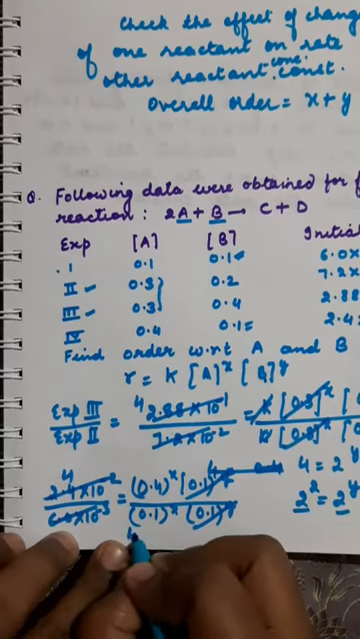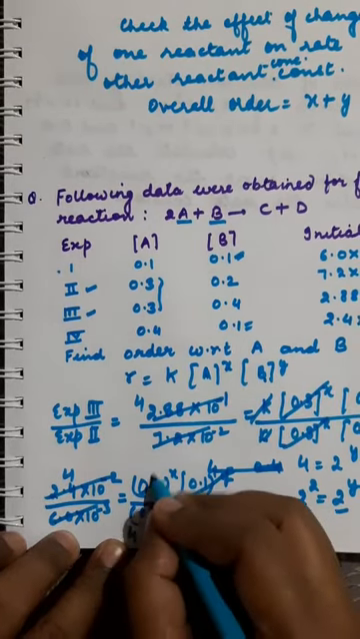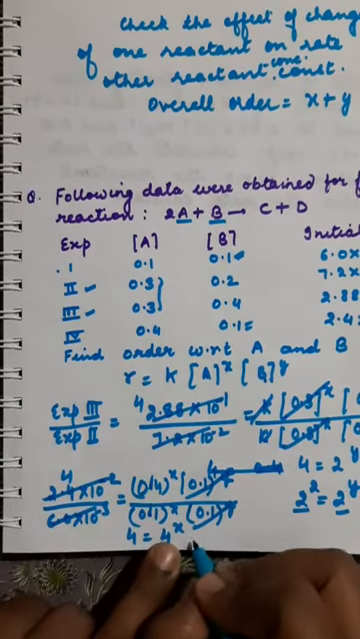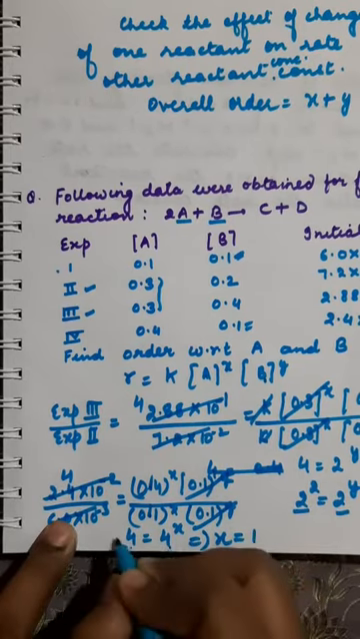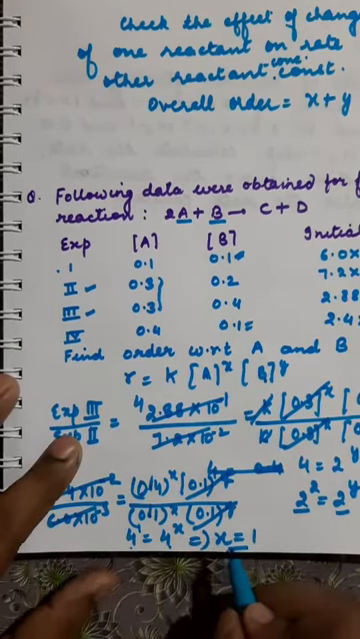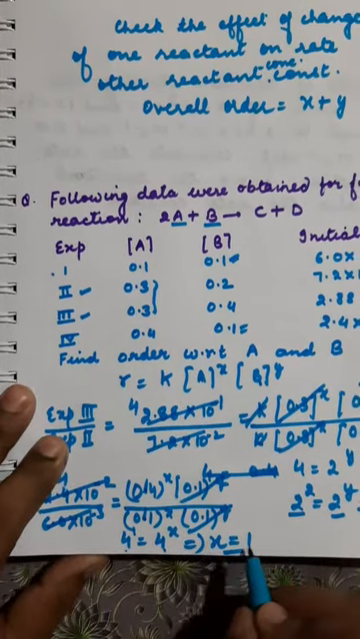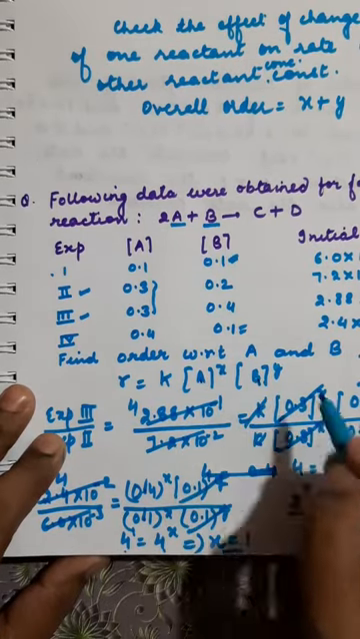So it will be 4 is equal to 4 to the power X. Clear? 4 to the power X. So what is the value of X? X is equal to 1. Here the base is the same, 4, so X is equal to 1. So order with respect to A is 1. Order with respect to B is 2.